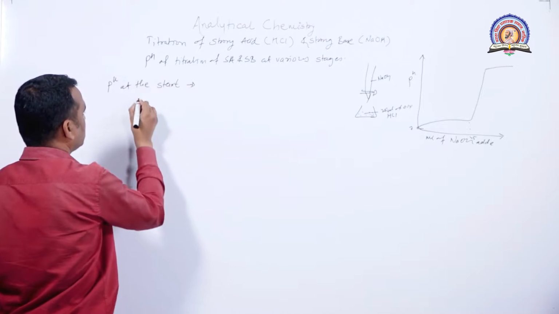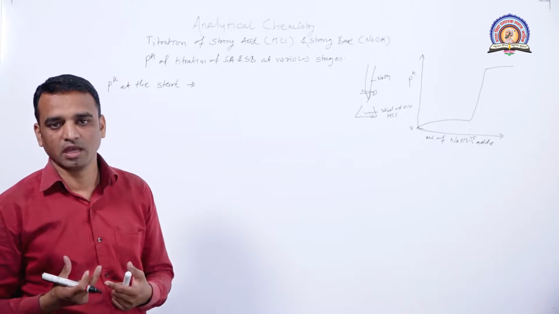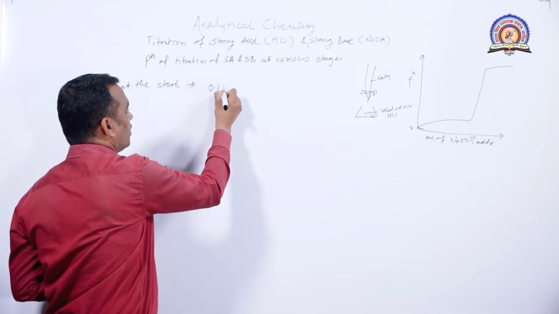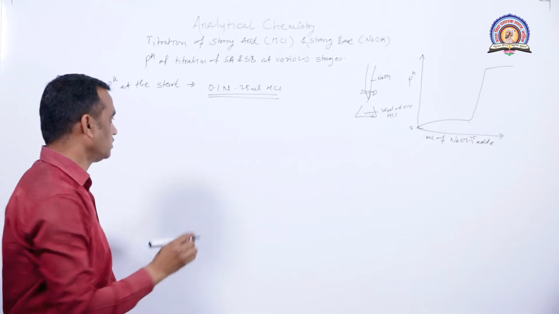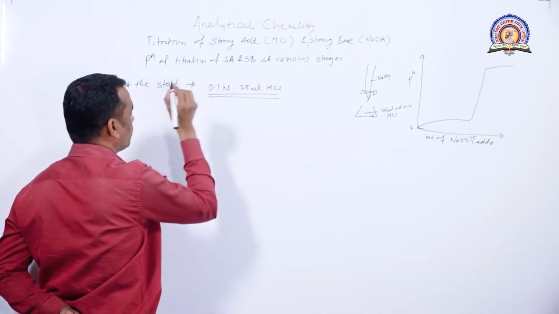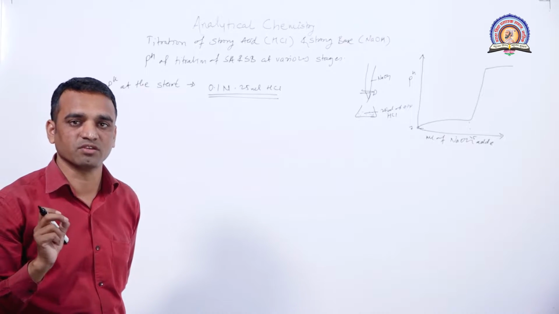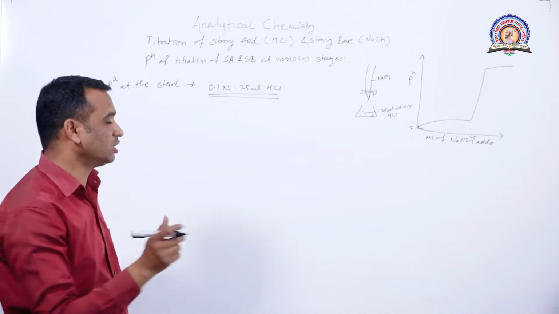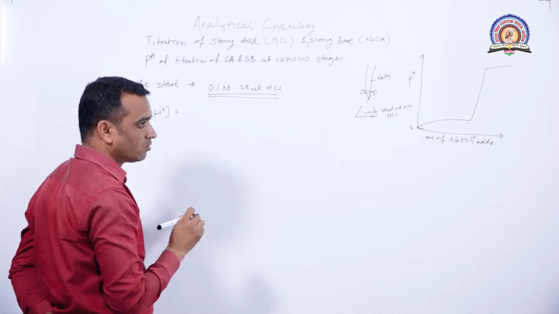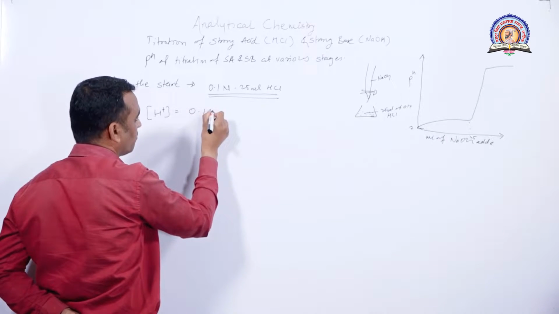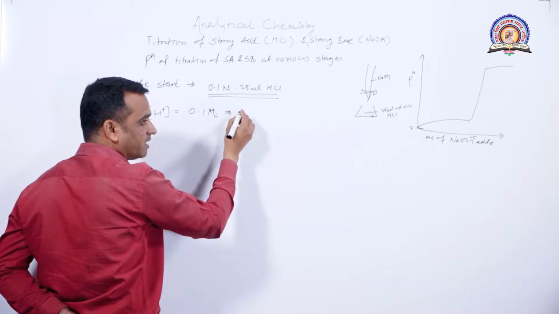At the start, without adding NaOH, in the conical flask there is only 25 ml of HCl with concentration 0.1 normal. That means there is only acid, in which the H plus ion is present. So the concentration of H plus ion is equal to 0.1 molar, which is represented as 10 raised to minus 1.